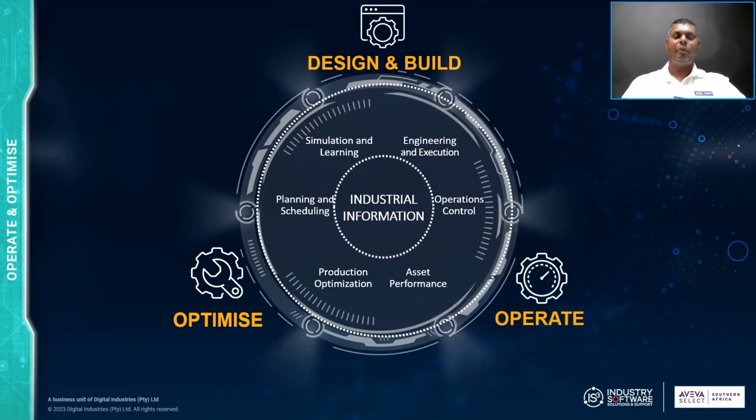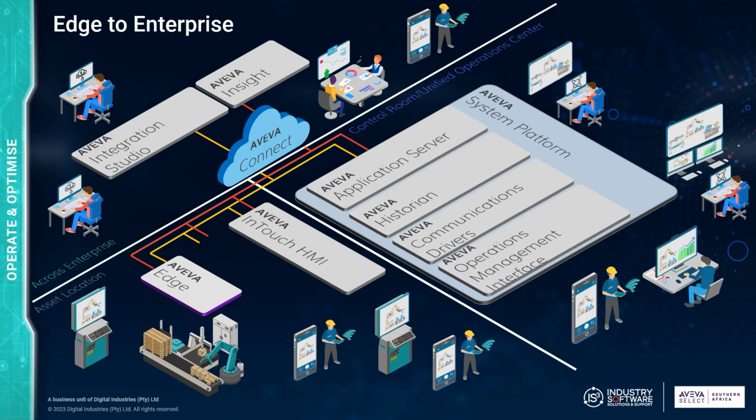The AVEVA portfolio consists of three pillars, namely design and build, operate, and optimize. Plant SCADA forms part of the operate pillar for operations and control. On this slide, we explore the Edge to Enterprise solution offerings. Edge to Enterprise is divided into three main areas. The first area being asset location, which is where AVEVA Plant SCADA resides, alongside AVEVA Edge and AVEVA InTouch HMI. This is the plant level of the operations where data is retrieved from field devices.